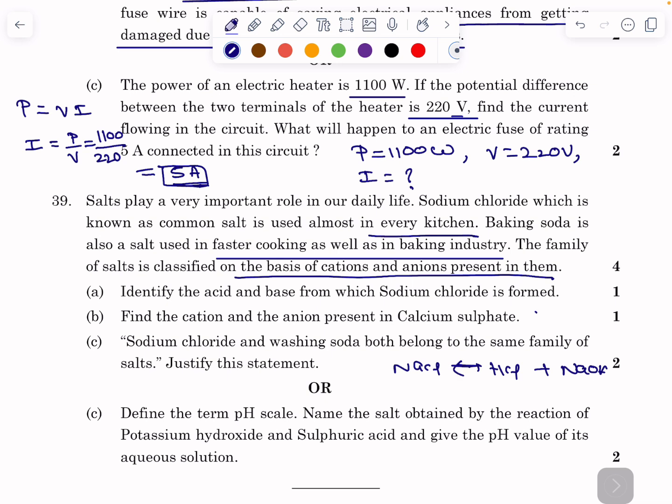Find the cation and anion present in calcium sulfate. In calcium sulfate, the cation is Ca2+ and the anion is SO4 2-. Sodium chloride and washing soda both belong to the same family of salts. Justify the statement. Salts having the same cation but different anions belong to the same family of salts. In sodium chloride, the Na+ cation is there. The washing soda formula is Na2CO3, and in this salt also we have the Na+ cation. Both salts belong to the sodium family. So you have to write like this.